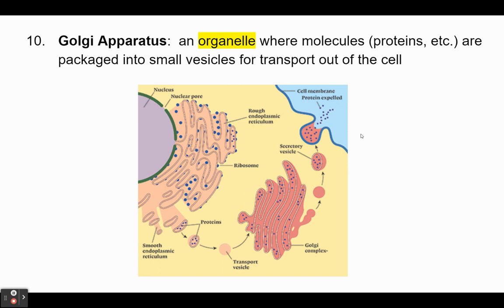So if this was an endocrine cell making hormones, then the hormones would be packaged up in one of these bubbles in the Golgi apparatus. That bubble would be sent out to the cell membrane, the bubble would open up, and the hormones would be released to the outside of the cell.